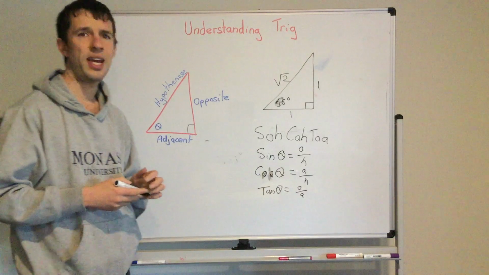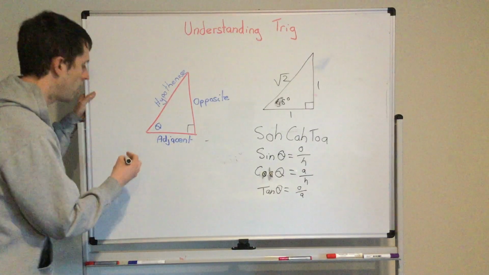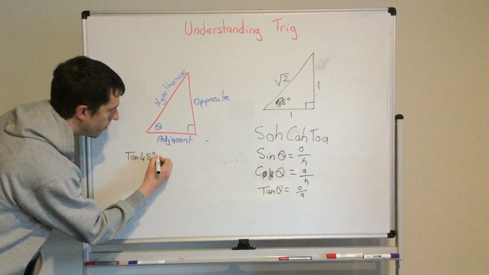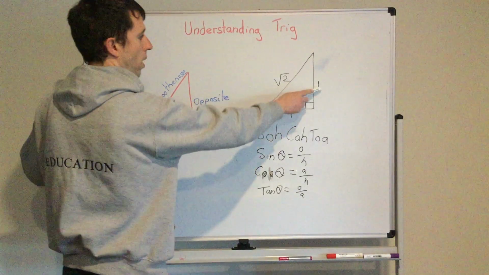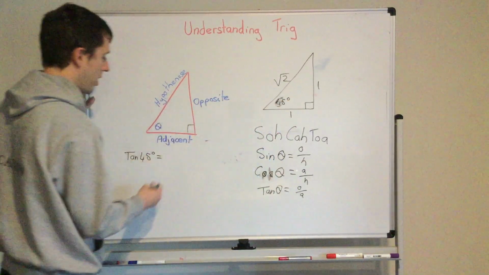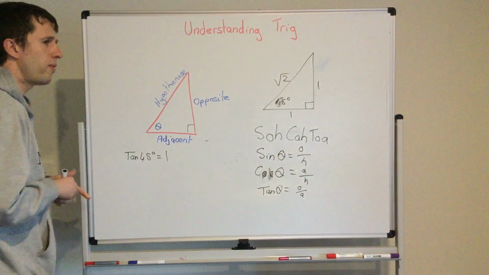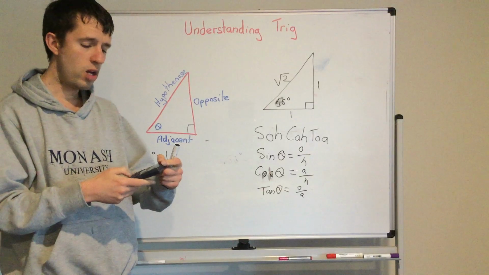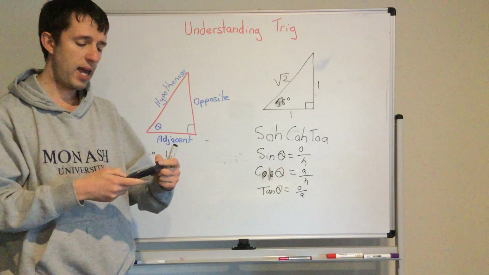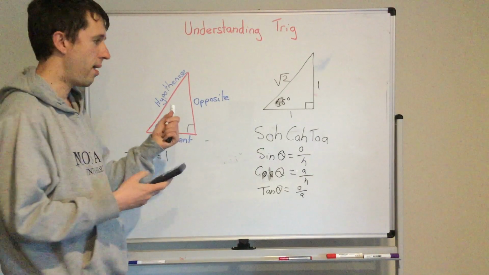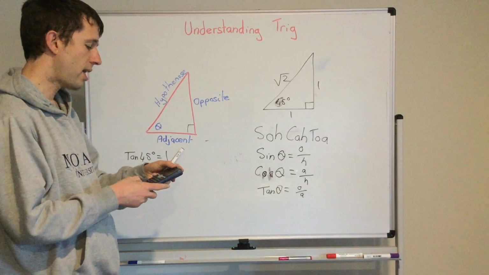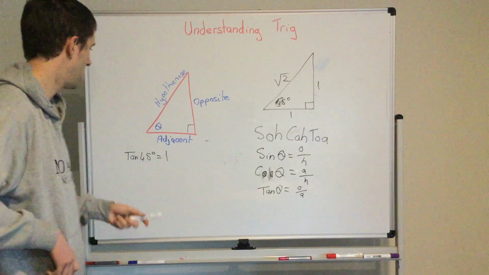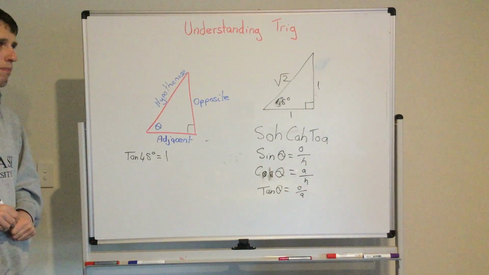So let's look at tan. If we've got tan 45 degrees equals opposite 1 over adjacent 1, 1 over 1 is 1. Make sure you get your calculator out, because it's all about double checking and making sure that we have a good understanding. Type in tan 45 and it should come up with 1. So tan 45 is 1.